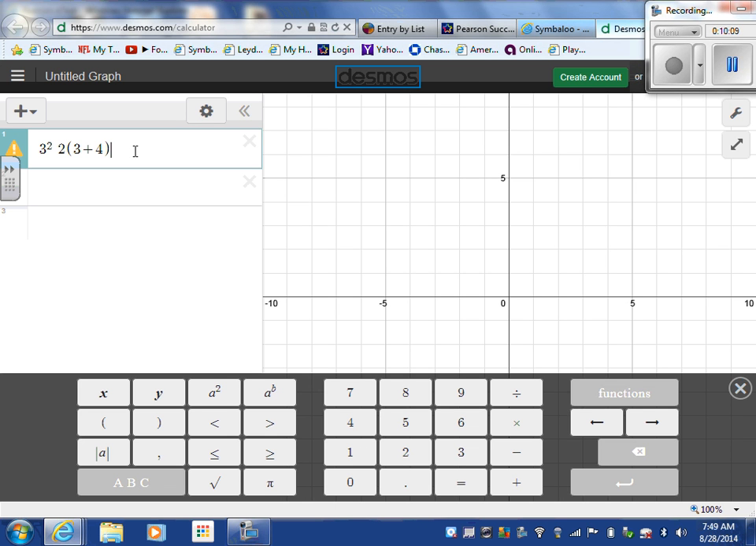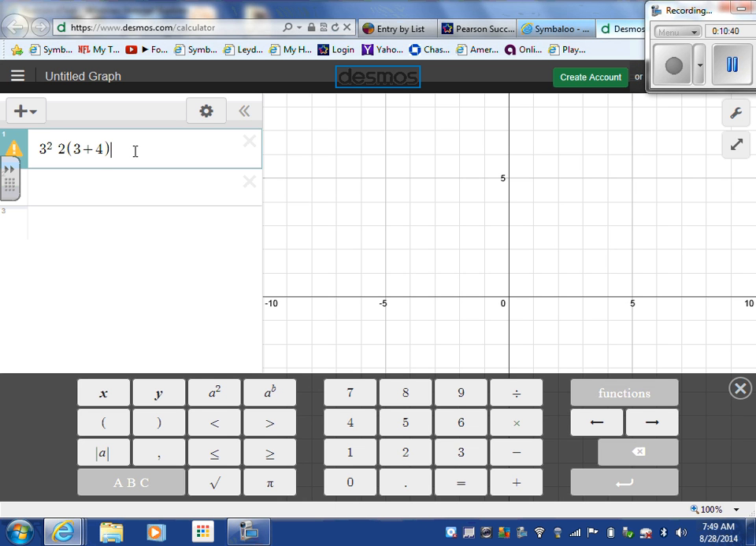Now, remember about our dear Aunt Sally. Aunt Sally, right? Please excuse my dear Aunt Sally, our order of operations, right? So, looking at this problem, what's the first thing I need to do? Okay, there's a power, but what do I have here? Parentheses, right? So I want to make sure I do that first.